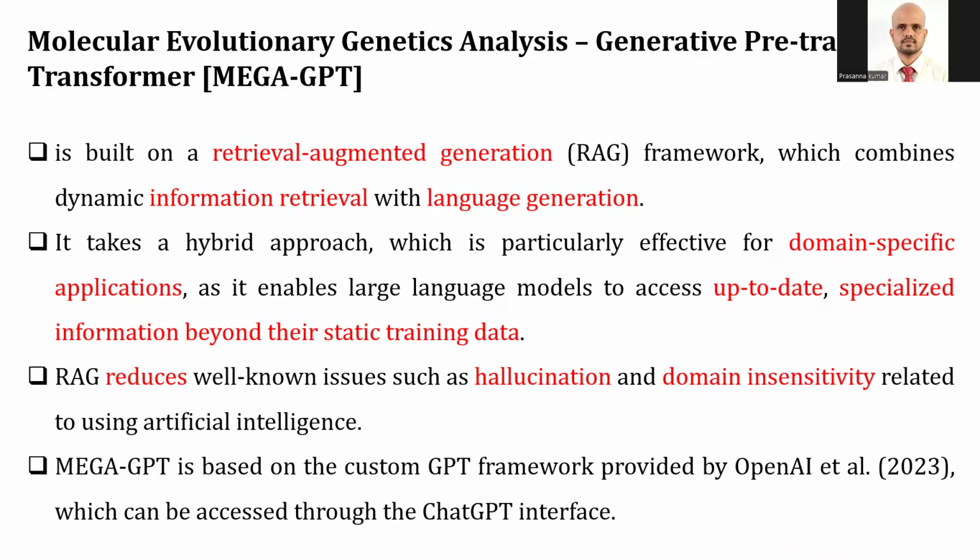It's been built on a retrieval augmented generation framework, and they use a hybrid approach. Unlike ChatGPT, you will see they will not hallucinate, and the hybrid approach is much more specialized for static training data. It definitely reduces domain insensitivity, especially to biological data, and there is literally nil hallucination. It was released in 2023, last year.